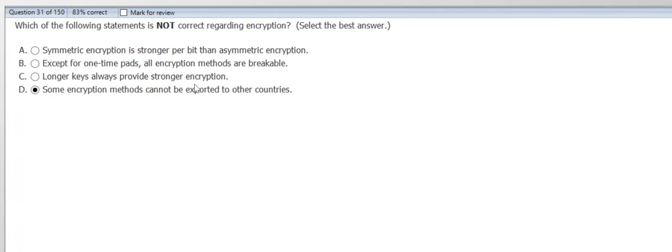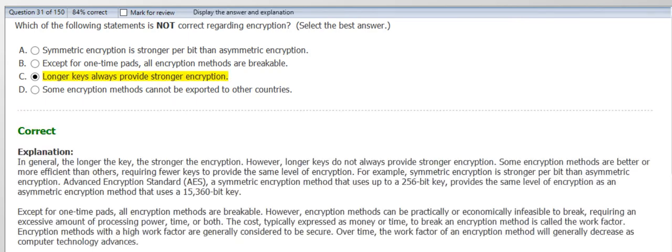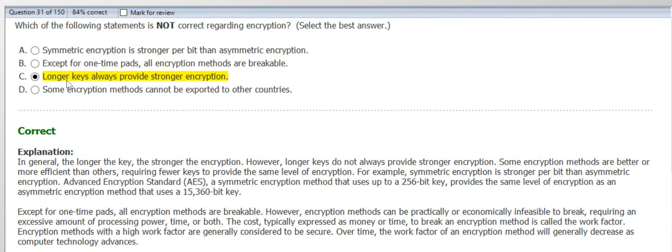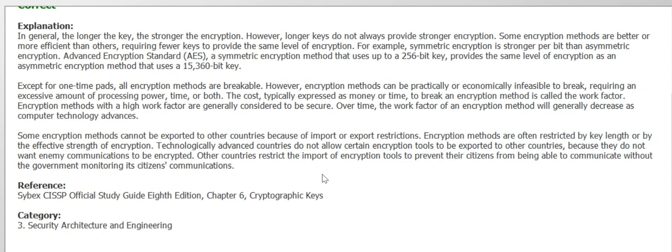So we will go for option C, because longer keys don't mean they will provide stronger encryption. Some encryption methods are better or more efficient than others. For example, symmetric encryption is stronger per bit. AES uses up to a 256-bit key and provides the same level of encryption as an asymmetric encryption method which uses a 15,360-bit key. So it doesn't mean that longer keys always provide stronger encryption.